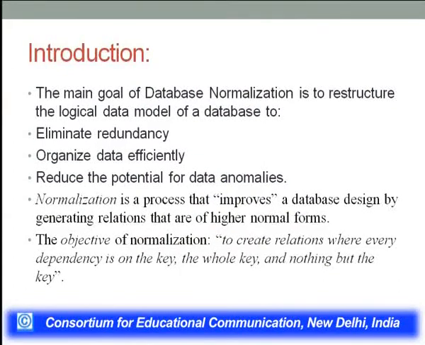The main goal of database normalization is to restructure the logical data model of a database to, one, eliminate redundancy, and second, organize the data efficiently. It will reduce the potential for data anomalies. Thus, we say that normalization is a process that improves a database design by generating relations that are of higher normal forms. The objective of normalization is to create relations where every dependency is on the key, the whole key, and nothing but the key.